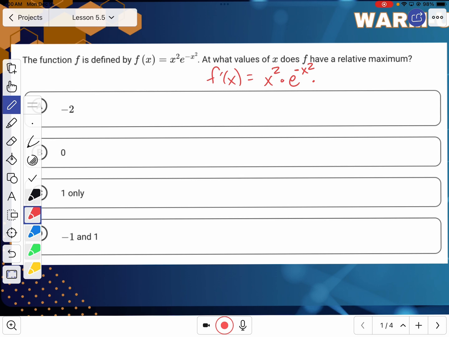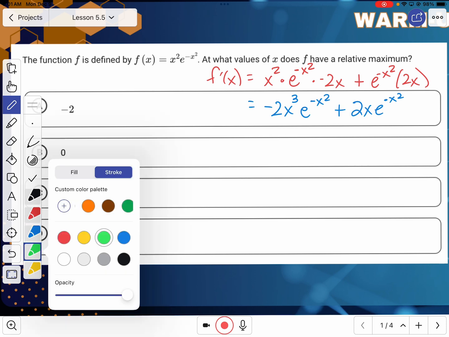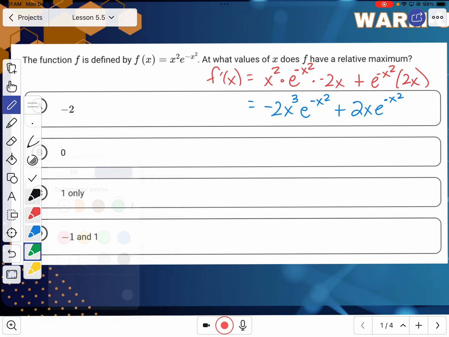Derivative of the exponent would be negative 2x, okay? Plus second times derivative of the first. I need to simplify that a little bit. So that's going to give me negative 2x cubed e to the negative x squared plus 2x e to the negative x squared. Did you get that for your derivative? Make sure I didn't do something wrong.